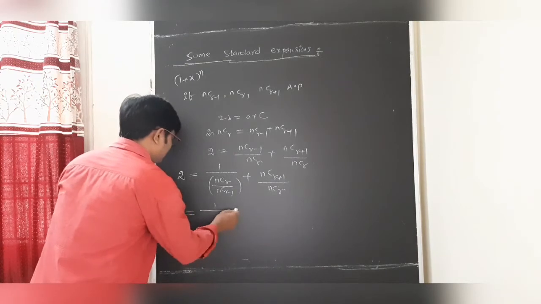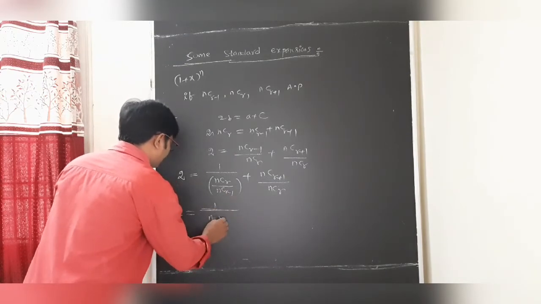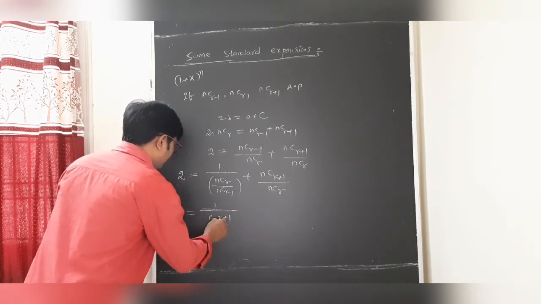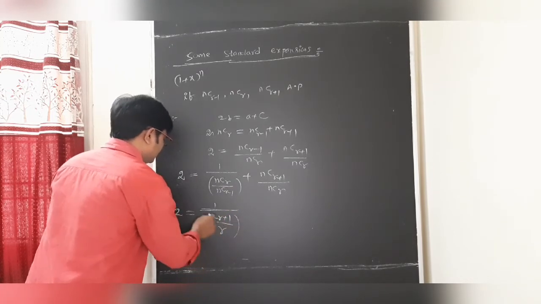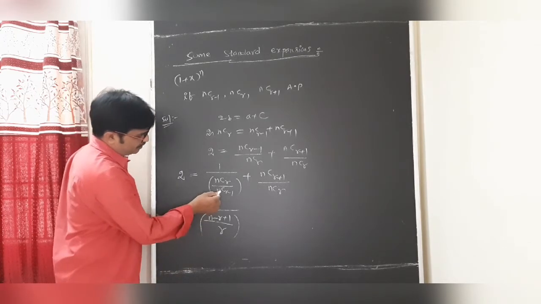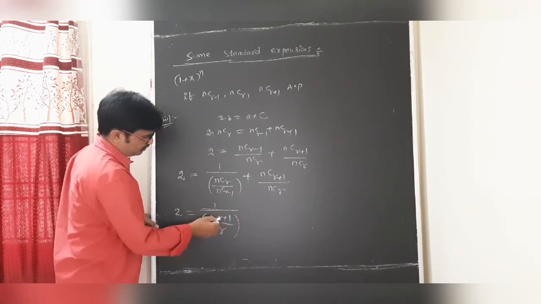How can you write this? What is the property? (n minus r plus 1) upon r. This is the formula: just subtract this, n minus r plus 1.